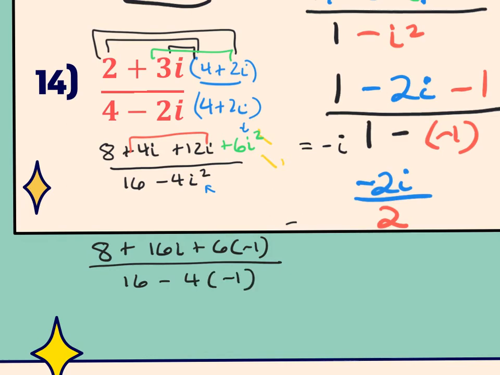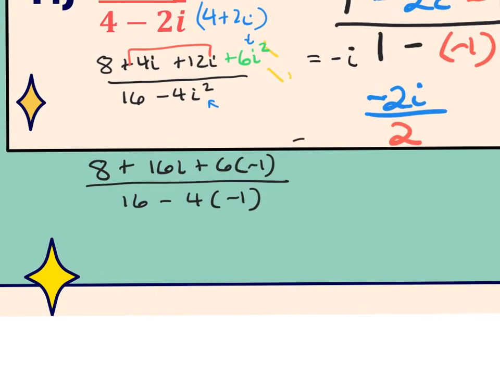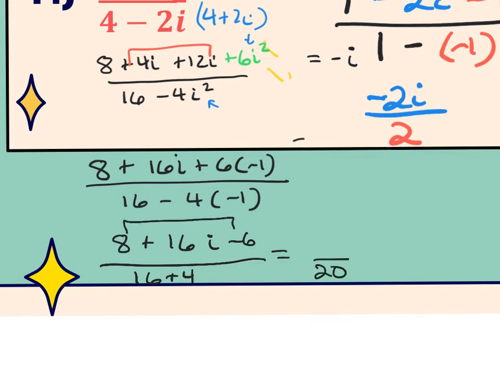I'm now going to multiply the negative 1's, so I get 8 plus 16i minus 6 over 16 plus 4. I can add the denominator, get 20, and then I can add or subtract 8 minus 6, get 2, plus 16i. Now I need to reduce this. The 20, I can simplify it with the 2, and I can also simplify it with the 16.